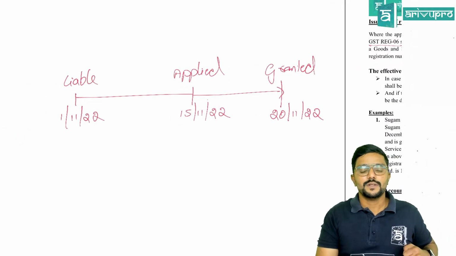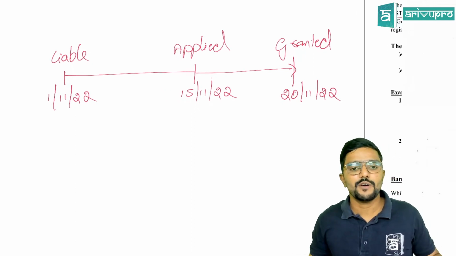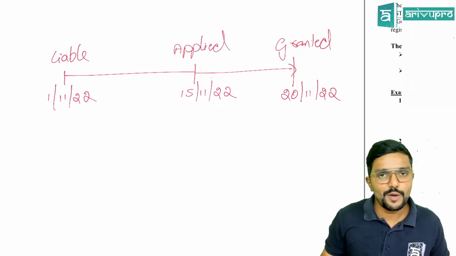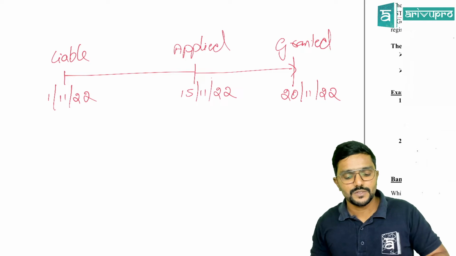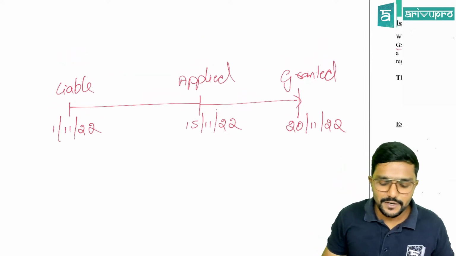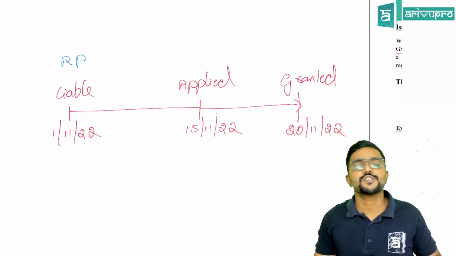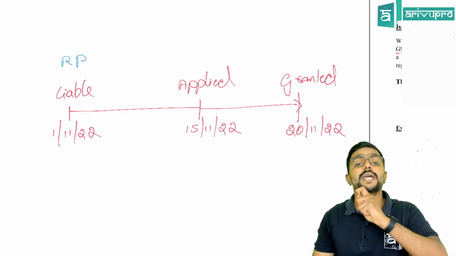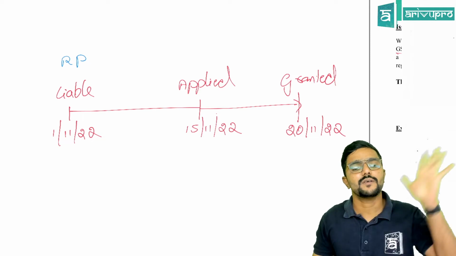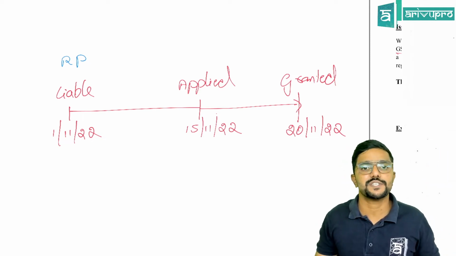Now, rule 10 is telling, if you have applied for registration within 30 days, have you applied? Yes, sir, I have applied. So in that case, your effective date of registration, you are called a registered person from what date? 1st November only. On what day you are liable for registration? 1st November. From that day itself, you are called a registered person.